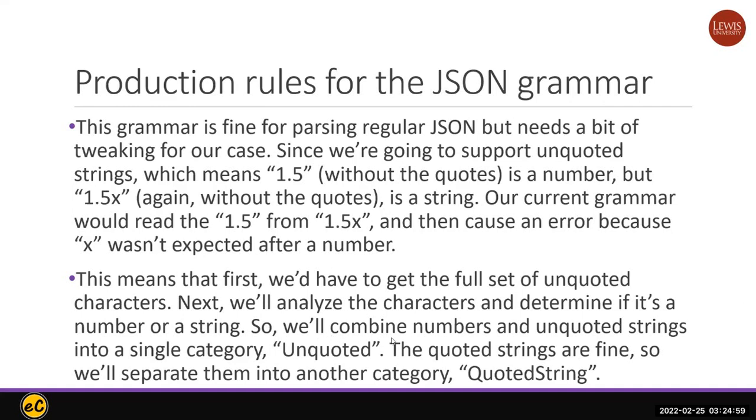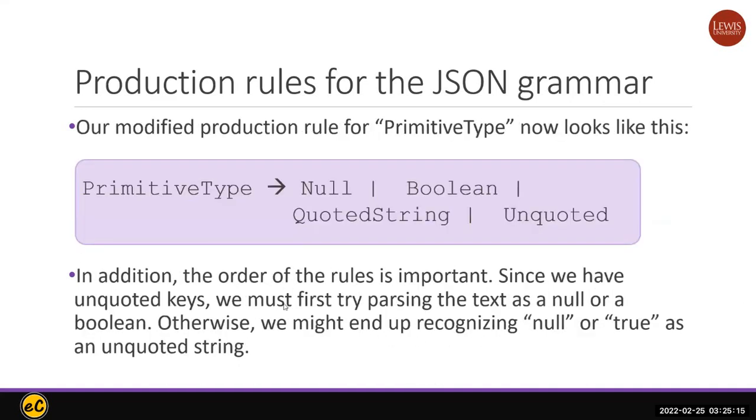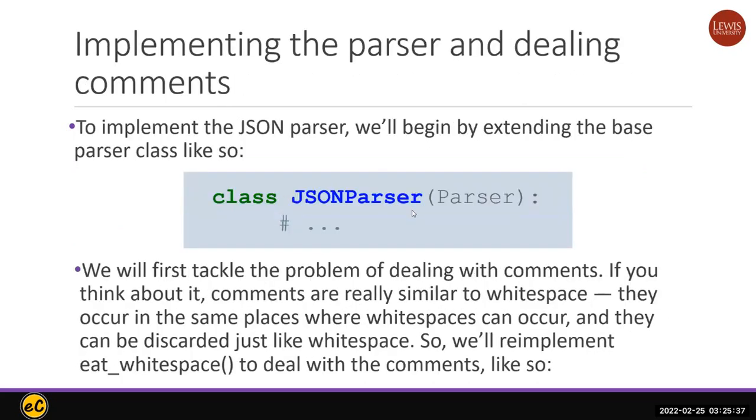So we will combine the number and unquoted string into a single category called unquoted, and then separate it into a number and a string. Basically for primitive data types we have null, boolean, quoted string and unquoted string, and an unquoted string can be a number or a string. We know the order of the rules is important, so we should do it this way. So let's continue with the JSON parser.